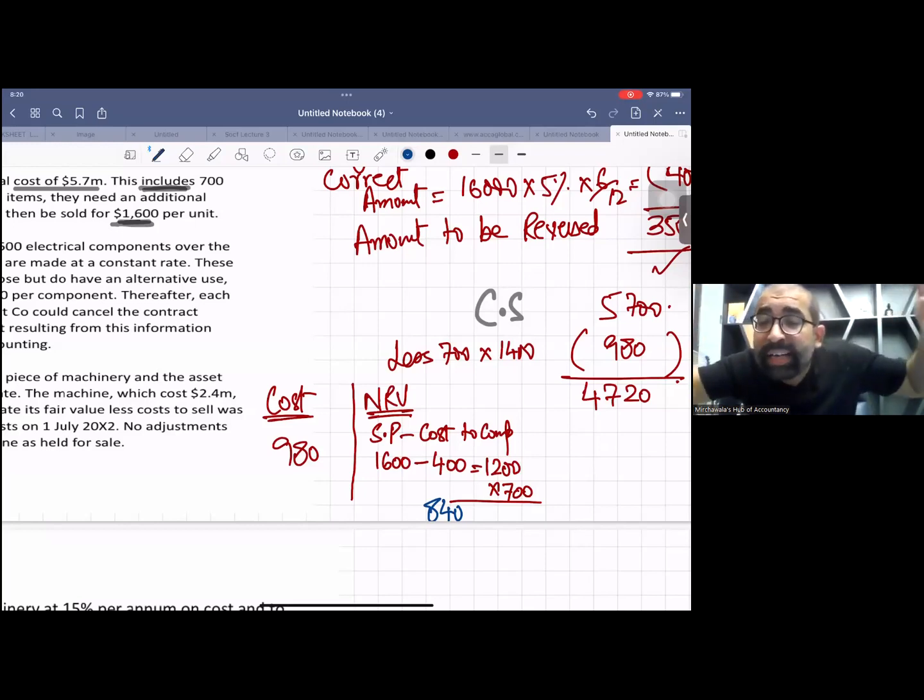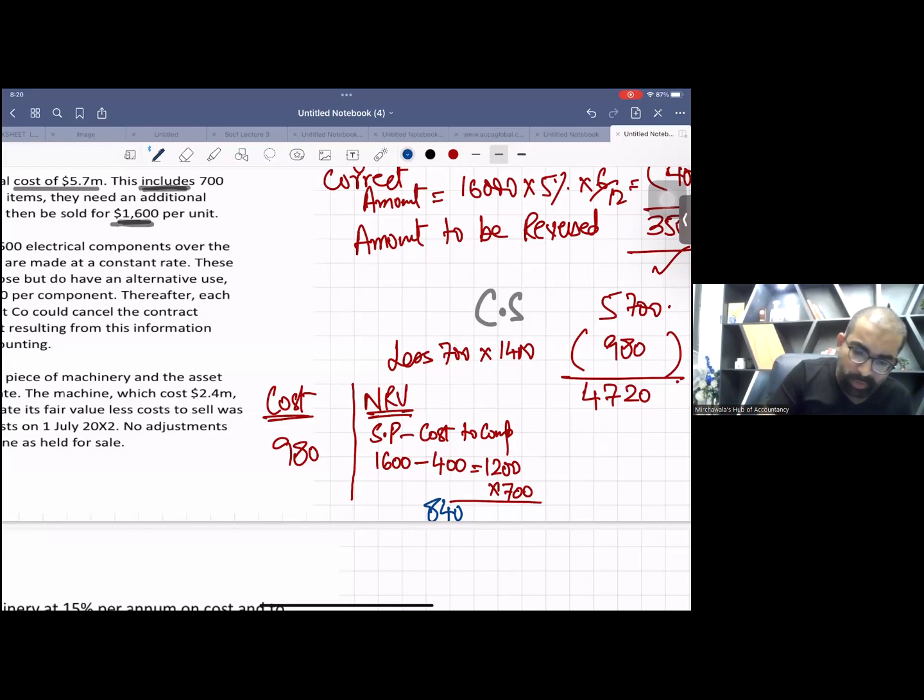These units are still unsold. These units are still closing stock. So come on, throw it inside the room. But before entering in the room, apply IS2 properly. IS2 says inventory should be recorded at lower of cost or NRV. What is the lower amount? Lower amount is this now. So you will add 840 here.